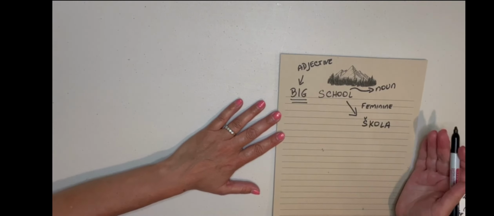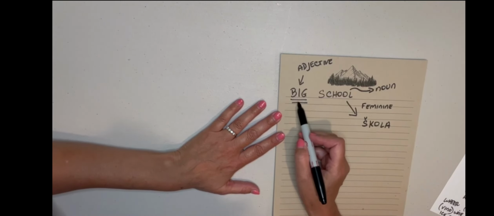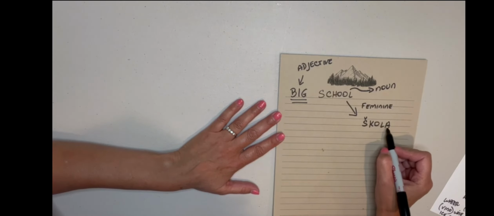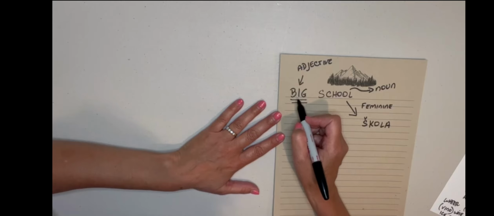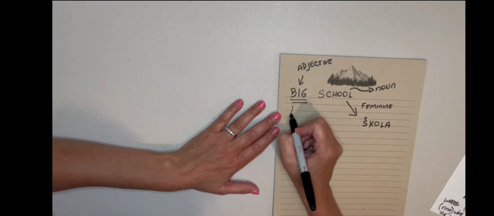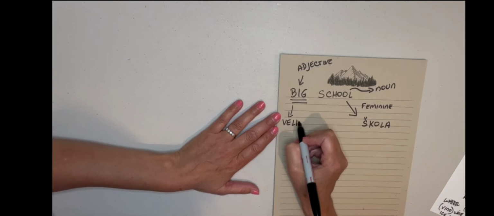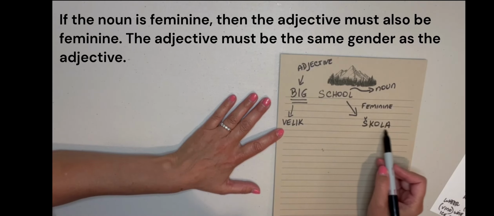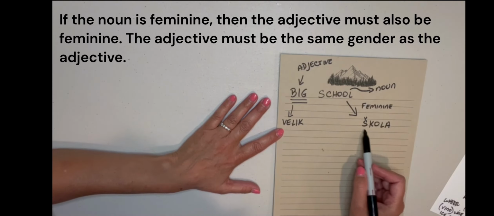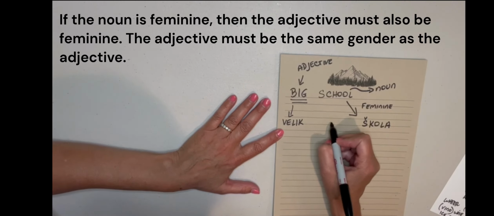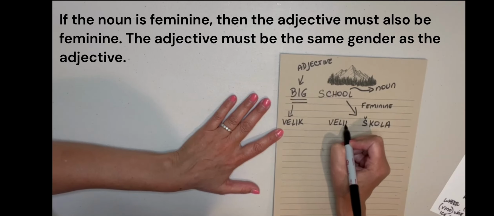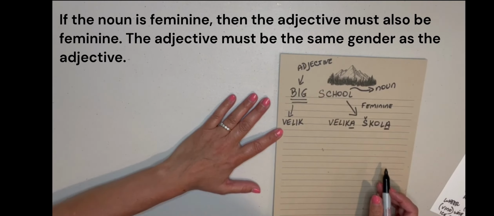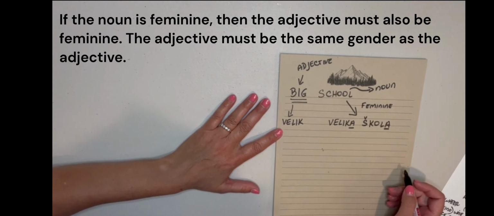In Serbian, and like other languages, the adjective needs to also be feminine, right? So the word for big is velik. In order to make this complement this feminine noun, then I need to add an A to it. So it's velika škola. Velika škola.